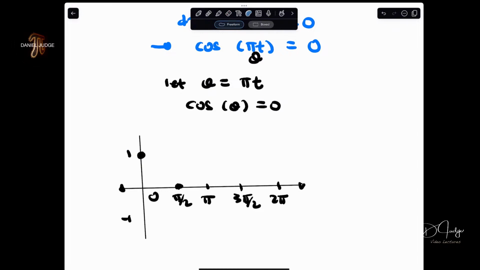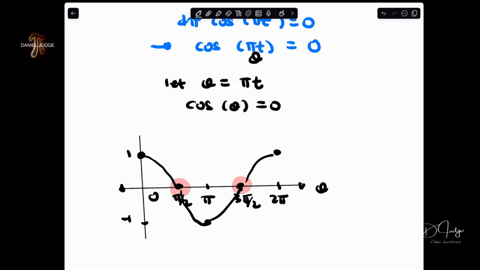I want it to be a little bit more to scale. I'm getting to the minimum. Here we go. So they're pretty much asking, where is your cosine equal to 0? They're asking for the intercepts. And that's not a t. This is theta here. So this happens when theta is pi over 2 or 3 pi over 2.